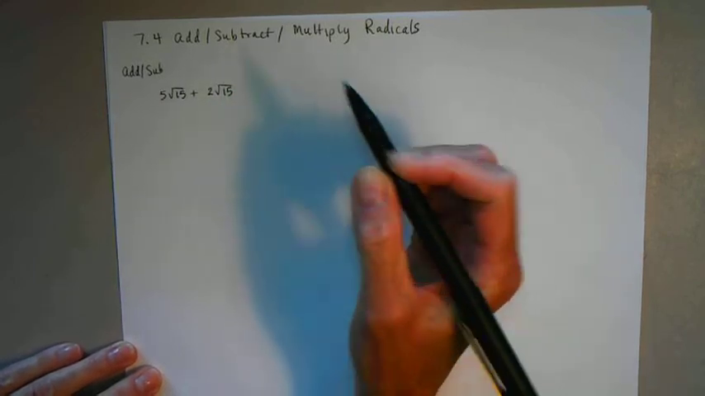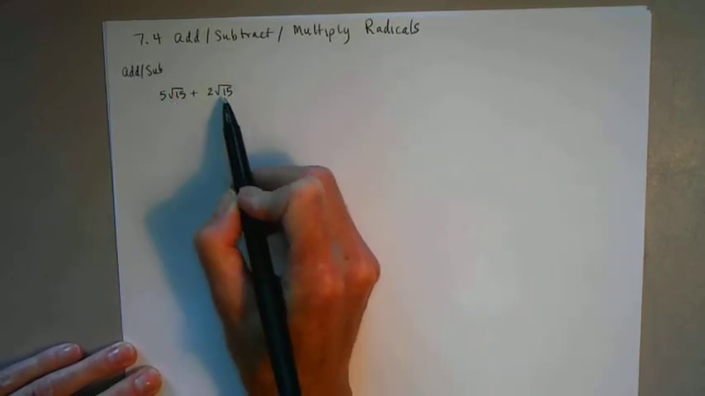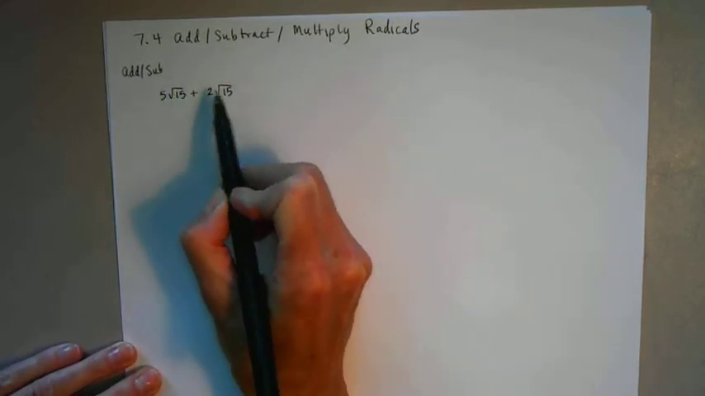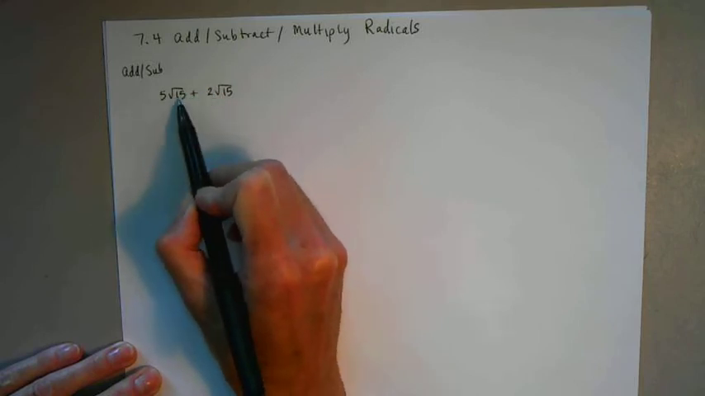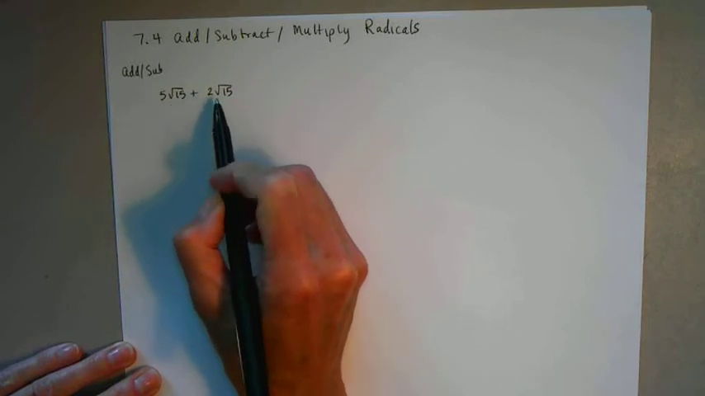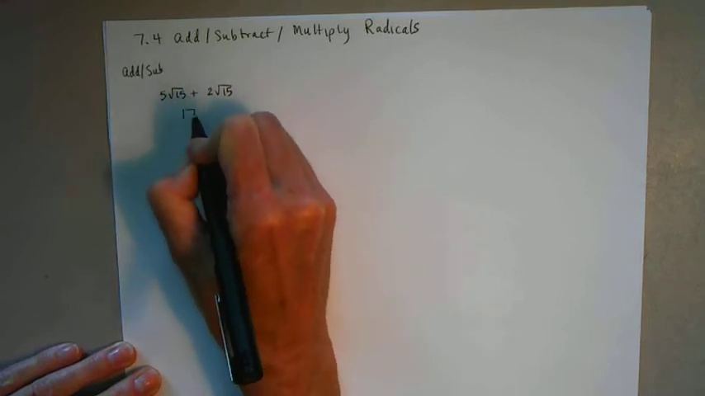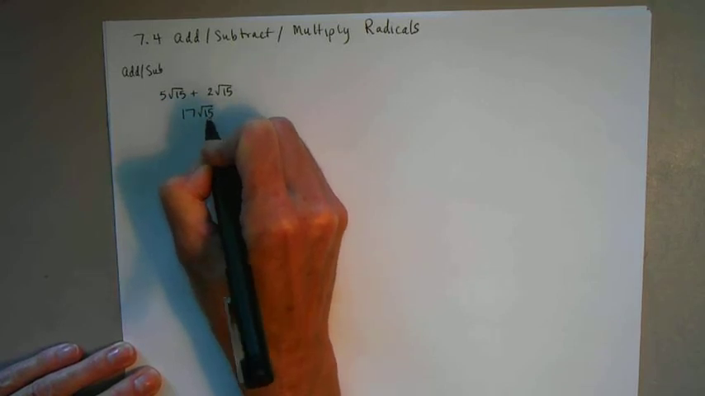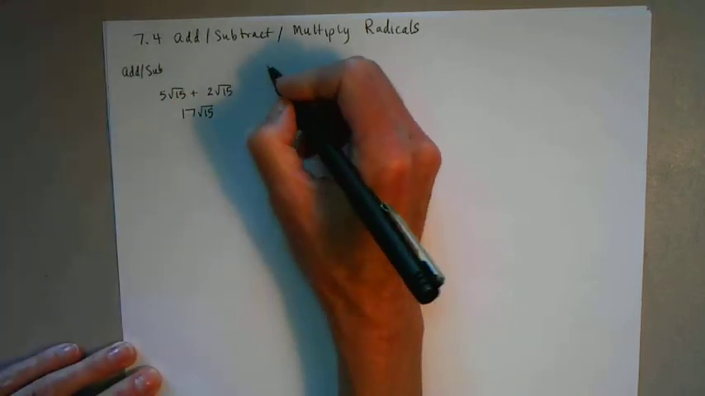And the rule is, it's kind of like just adding 5x and 2x. This has to be the same, and it stays the same. So think of, I have 5 root 15s, and I'm going to add 2 root 15s. So now I have 17 root 15s. Okay? And that's true with about anything.